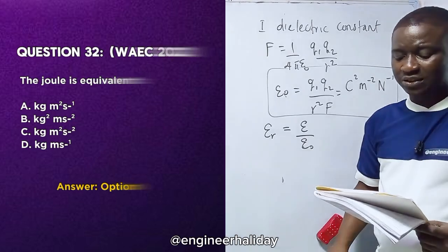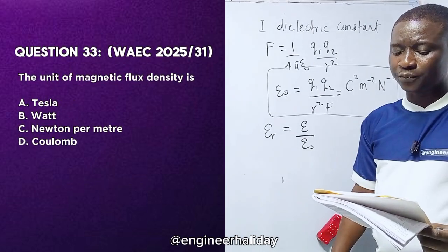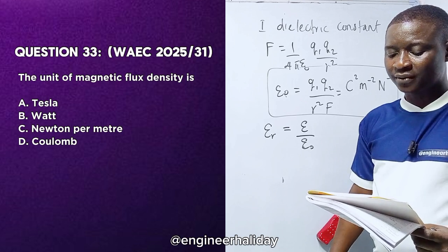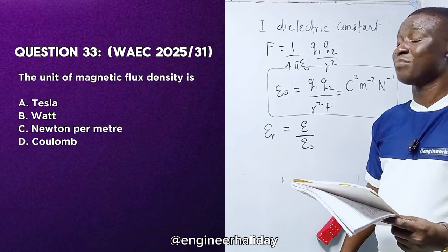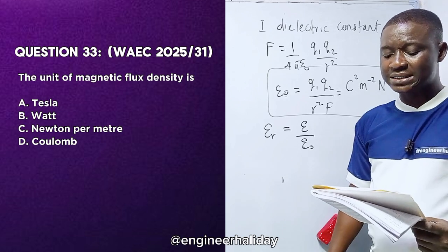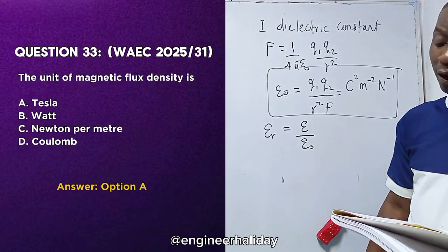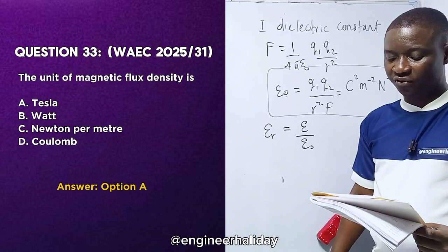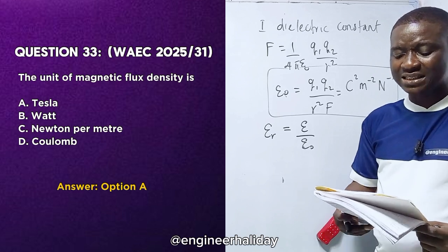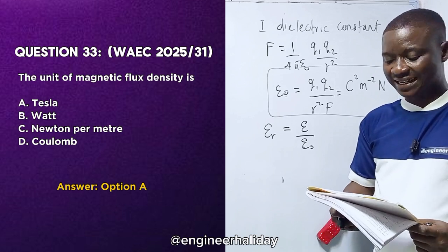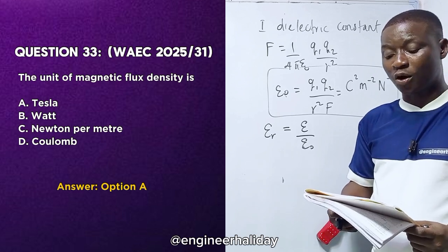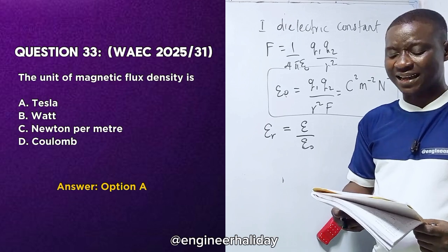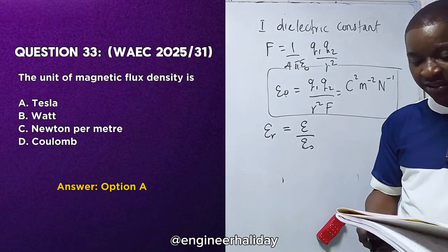The second to last question said, the unit of flux density. Flux density is the same thing as magnetic field, which is Tesla. Option A says Tesla. B, Weber. C says Newton per meter. And D, coulombs. The answer to that question is Tesla, or Weber per meter square, which is flux density.